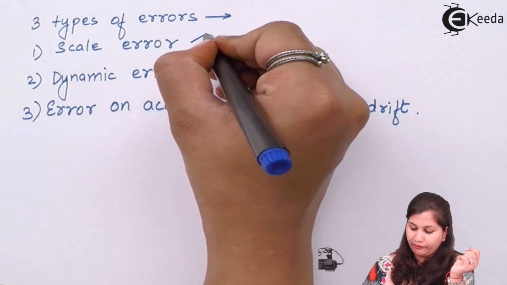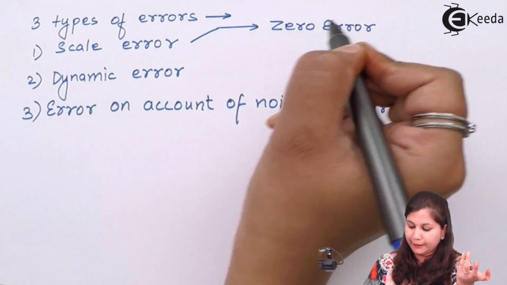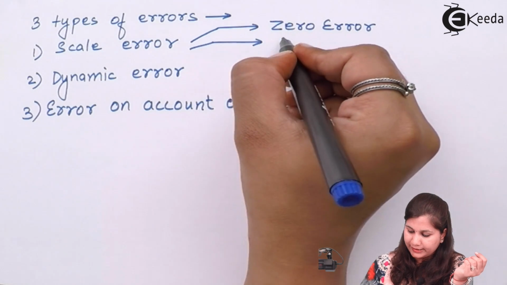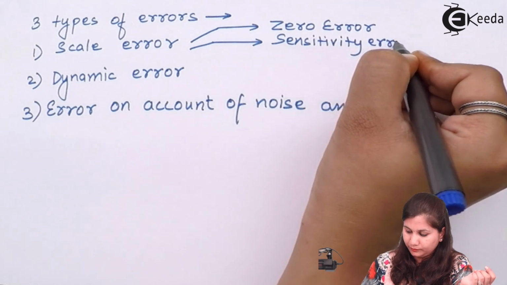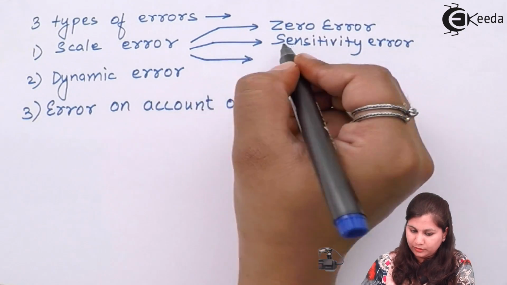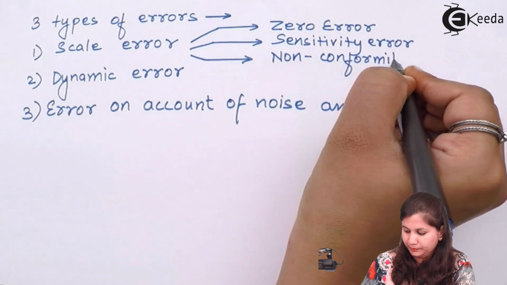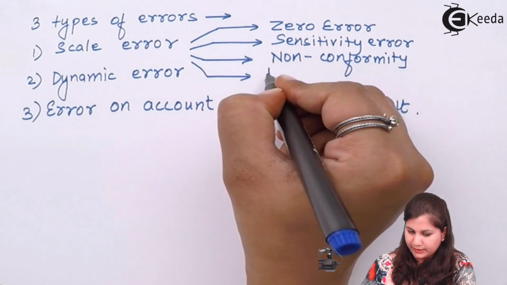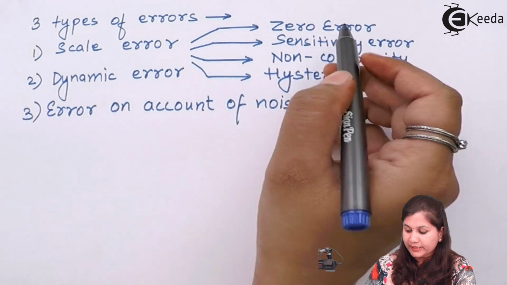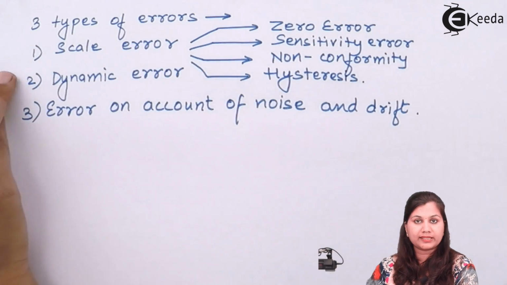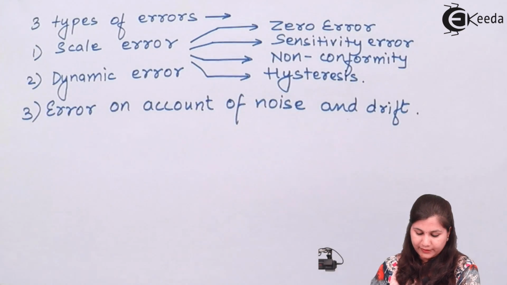Now scale error is also divided into different parts. There are different types of scale error. First is the zero error. Second is the sensitivity error. Third is the nonconformity. And fourth is hysteresis. All these four types of errors are going to affect the scale, that is the relationship between the input and the output. Let us first study the zero error.